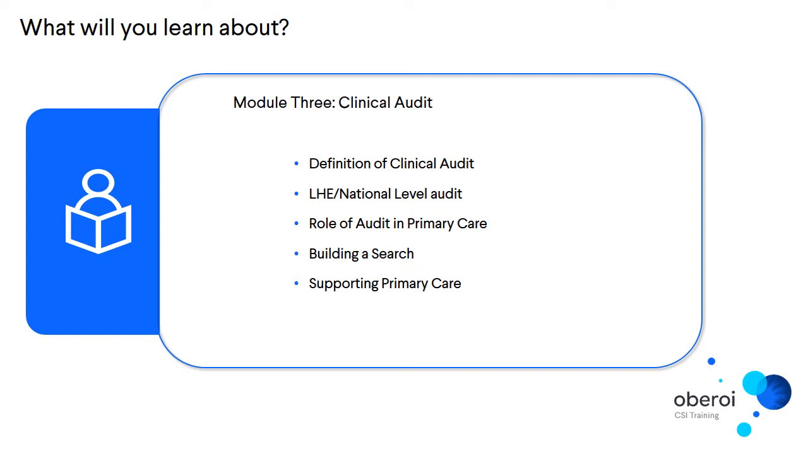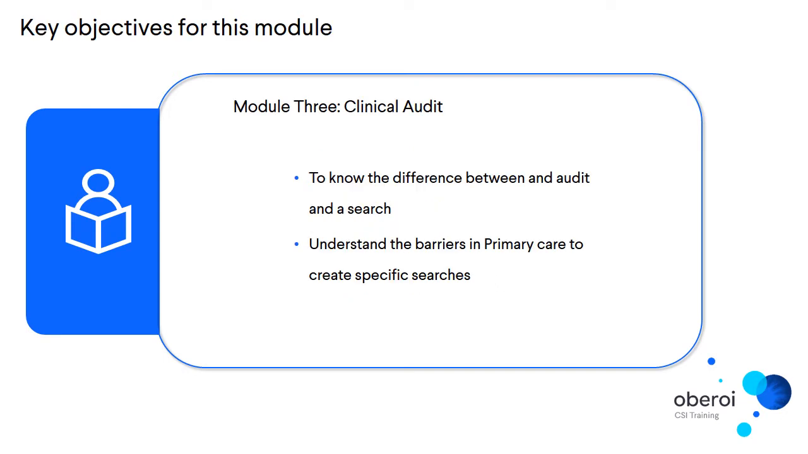So what are you going to learn about in this module then? Module 3, Clinical Audit. So we're going to look at the definition of clinical audit, LHE and national level audit, the role of audit in primary care, building a search, and supporting primary care. Key objectives are for you to know the difference between audit and a search and understand the barriers in primary care to creating specific searches.